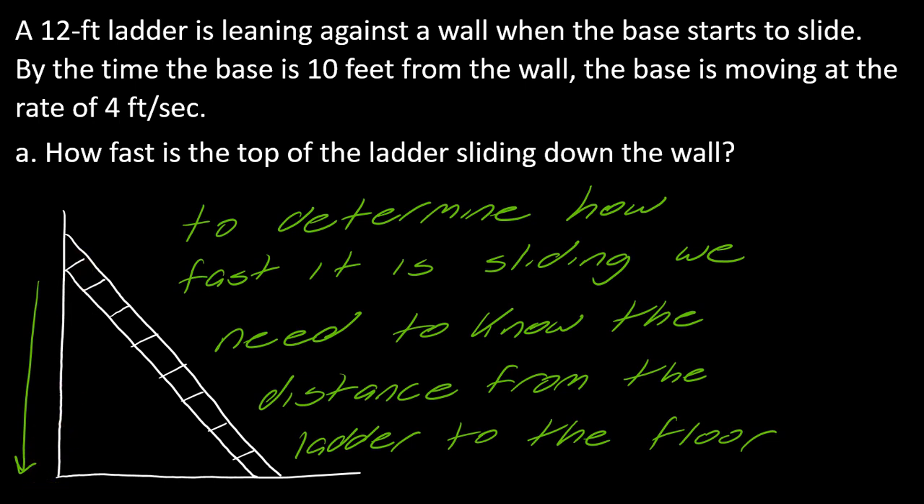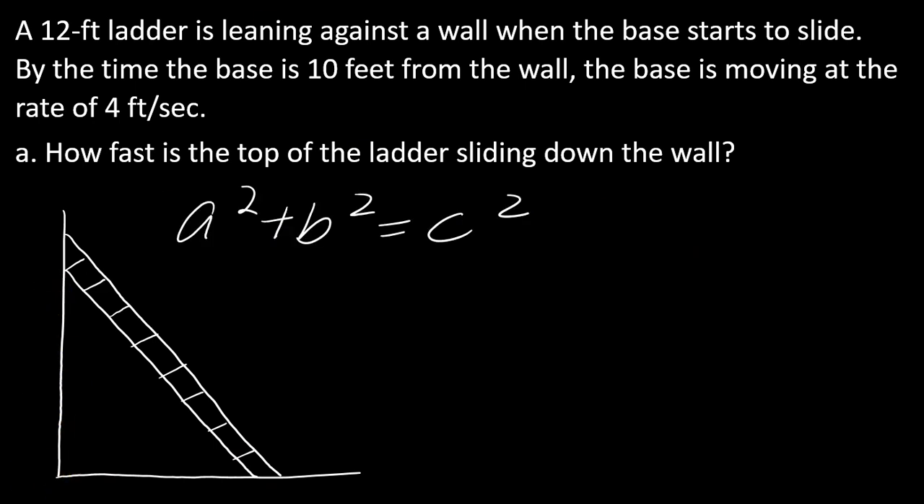To determine how fast it is sliding, we need to know the distance from the ladder here to the floor. Context is everything in related rates. Based off of the other information I've been given, the ladder is 12 feet and the base is 10 feet from the wall. How could I figure out what this distance is? Well, that would be using the Pythagorean theorem: a squared plus b squared equals c squared. So we're going to want to label our sides: A, B, and C.